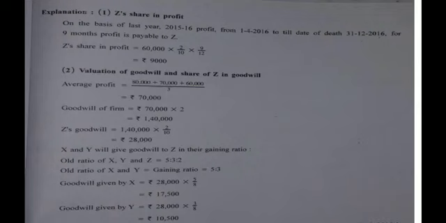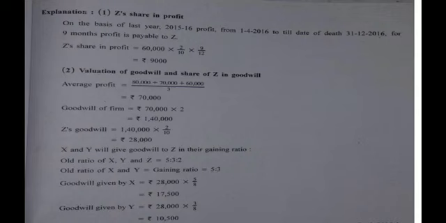Who will pay this? X and Y in their gaining ratio. What is the formula for gaining ratio? It is new share minus old share. But in the given question, we are not provided with the new share or any other information except for old ratio. So the gaining ratio will be 5:3. Yes, we have understood this previously. When no other information is given, the old ratio itself is to be turned into gaining ratio. So you can see here gaining ratio 5:3 on the basis of old ratio that is given 5:3:2.